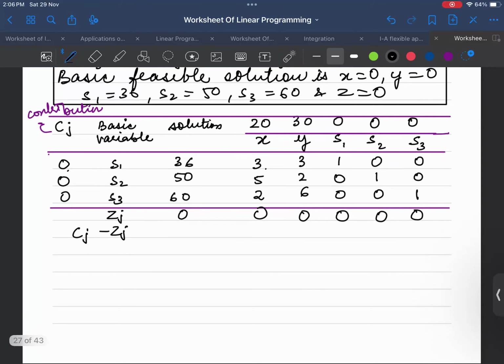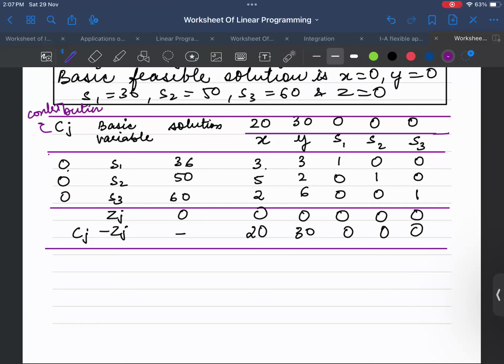Cj minus Zj means how much contribution minus the profit. My contribution over here is 20, minus 0, it would be 20. Contribution is 30 and Z is 0, 30 minus 0. 0 minus 0, 0 minus 0, 0 minus 0. What do we check? We check the last row. The last row is Cj minus Zj.